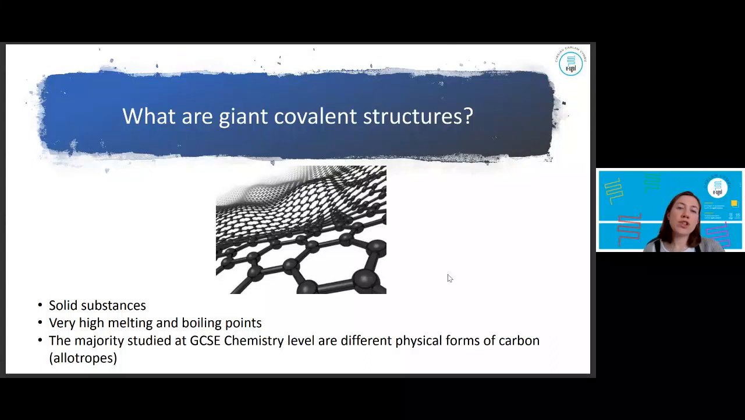We're going to move on now to giant covalent structures. And these are solid substances with very high melting and boiling points. The majority that you will study at GCSE Chemistry level are different physical forms of carbon. Now, we call these different forms of carbon allotropes. Okay, so that might be a word that you've come across before.